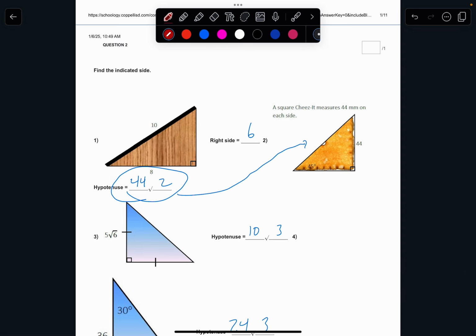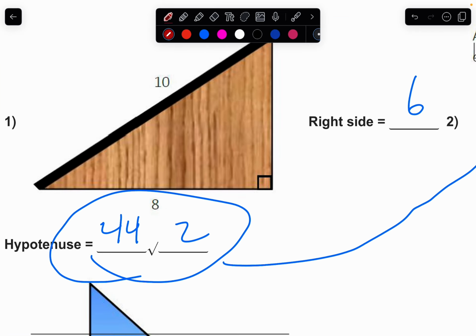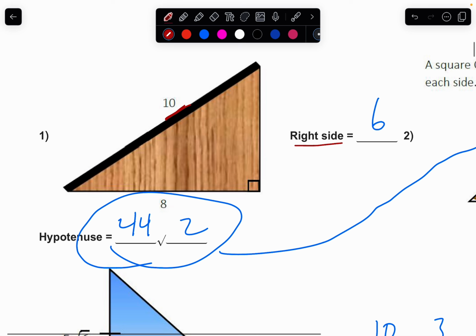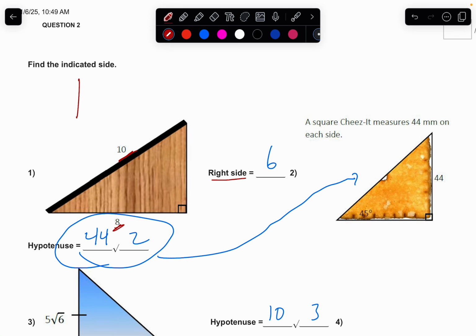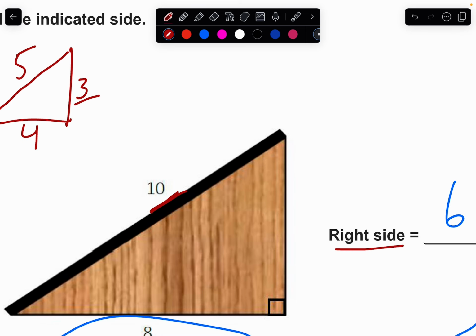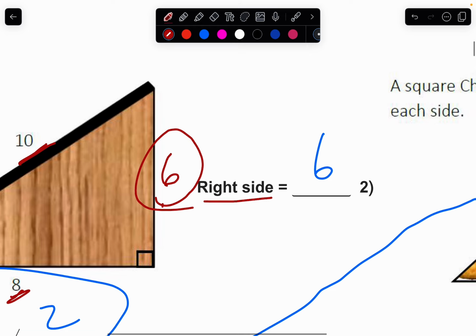This is solving for the indicated side. So looking at this first one, we're looking for the right side. That's this side over here. And we know 2 of the sides are 8 and 10. And this is going to be a situation where if you can reduce, that's the easiest way to do it. 10 divided by 2 is 5. 8 divided by 2 is 4. And that is one of our triples. Don't forget to multiply the 2 back on.